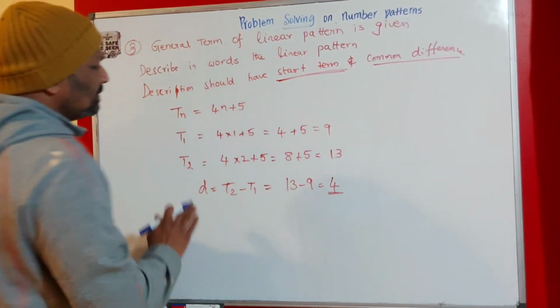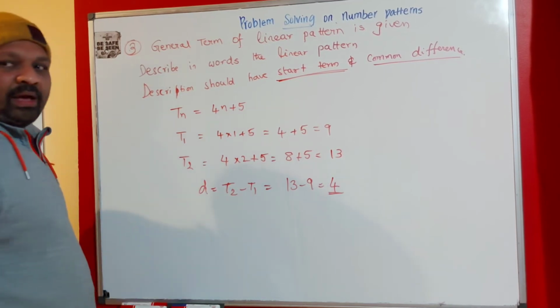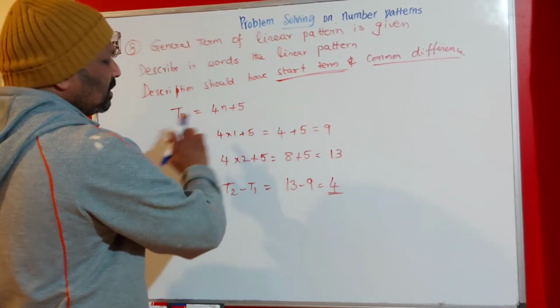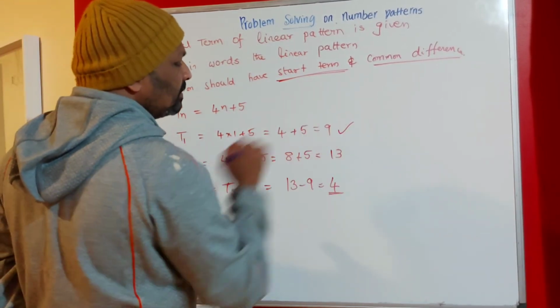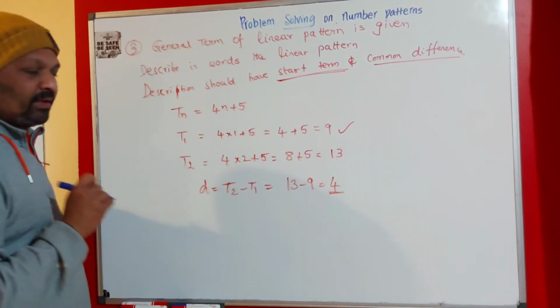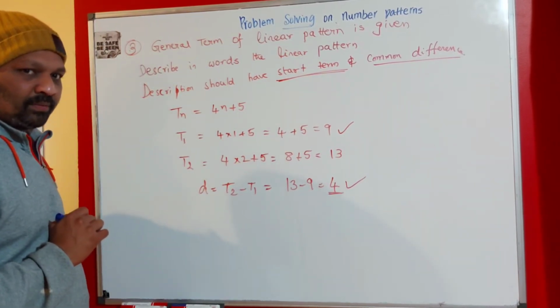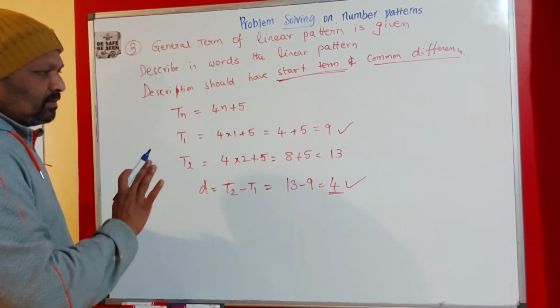So let us describe this given arithmetic series as a linear pattern whose first term is 9 and having a common difference of 4. Okay, that's how we have to do it.